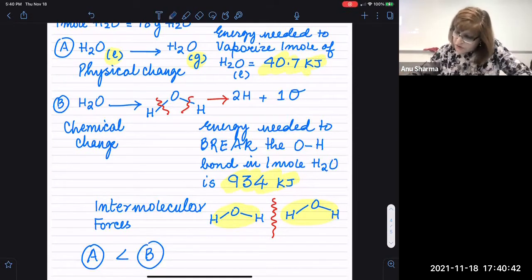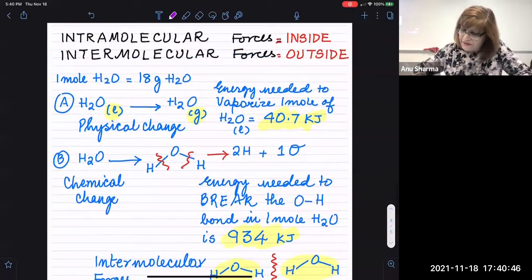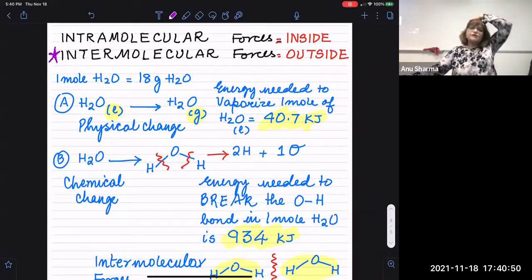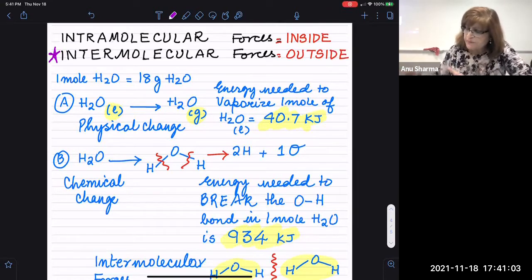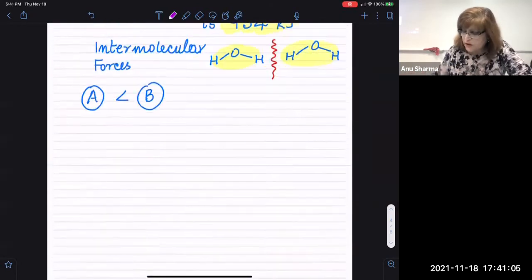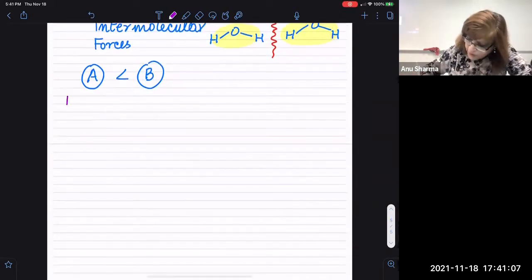Okay, with that said, now we are going to focus only on intermolecular. In your previous chapters, you've been looking at intramolecular: bond energies, enthalpies of formation, Hess's law, all those things you did. That was all intramolecular. This chapter, we are focusing on intermolecular.